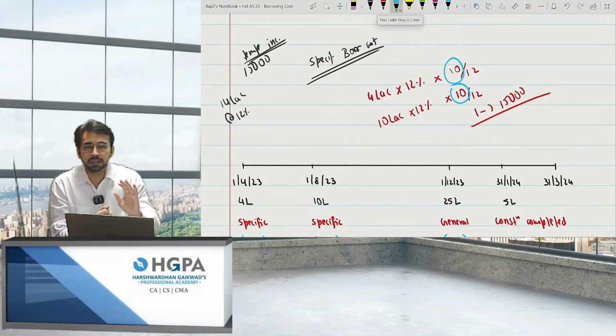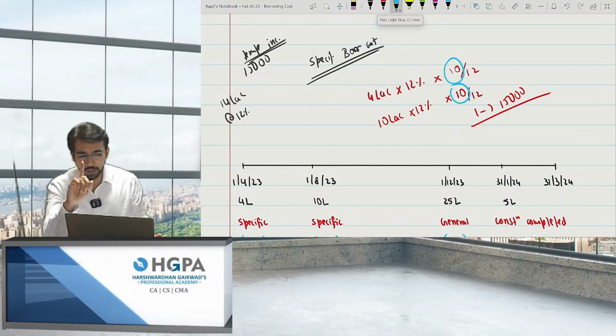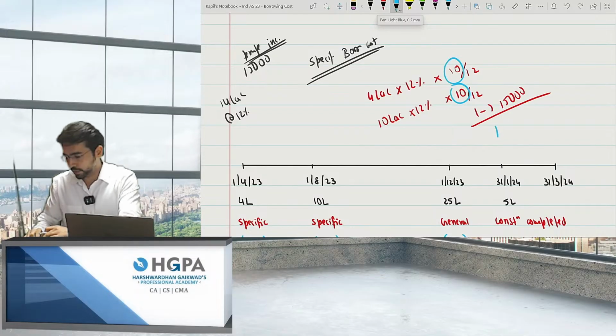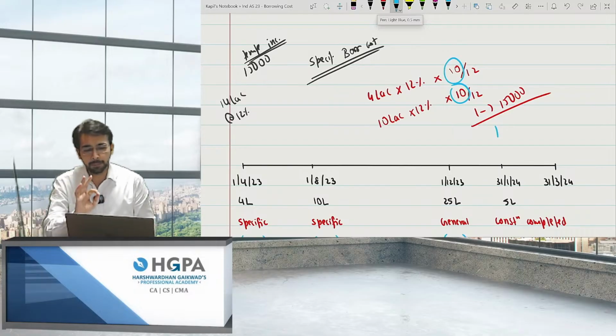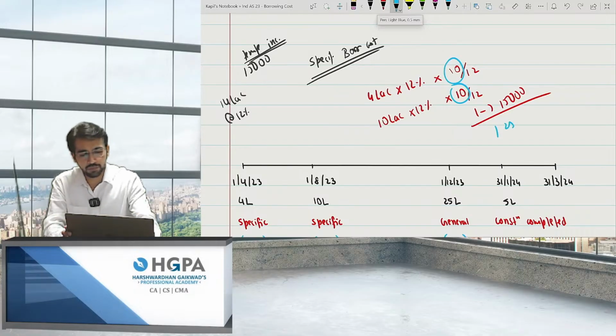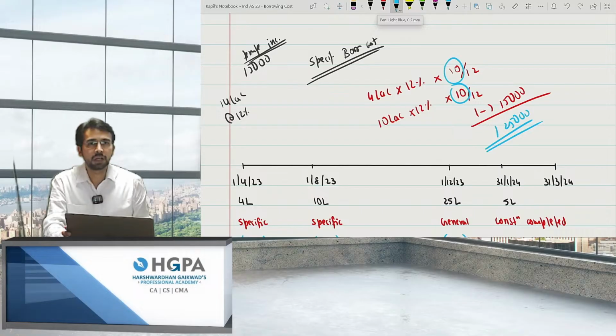After completion, there is no capitalization after completion, right? So I cannot capitalize after 31st January. This is one of the important points. Okay, fine. So this we are done. 1 lakh 25,000 was the case, right? So it was 14 lakh into 12% into 10 by 12. The interest comes to 140. 140 minus 15 will come to 125. 125 will be the interest.